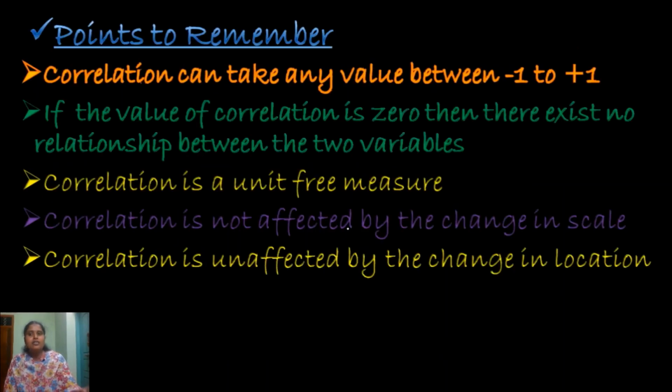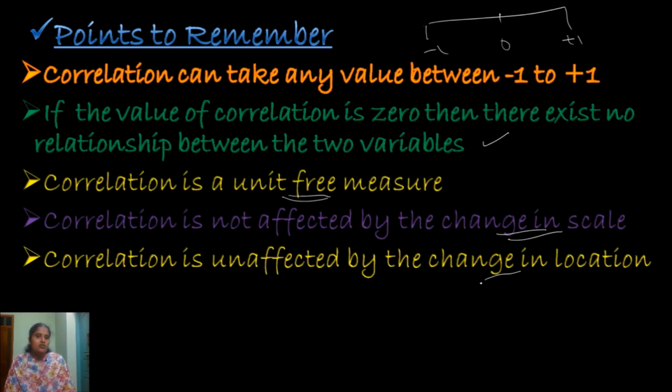Here I have to list out some of the points which you have to remember while we are going to deal with the concept of correlation. Correlation can take any value from minus 1 to plus 1. If the value of correlation is 0, then there exists no relationship between the two variables. It's a unit-free measure. Correlation doesn't have any unit. It is not affected by change in scale and also change in location.